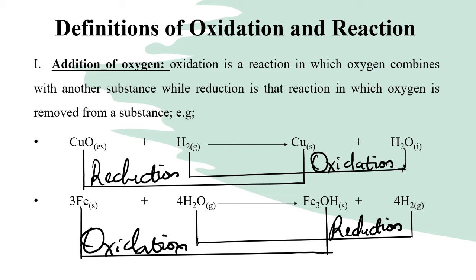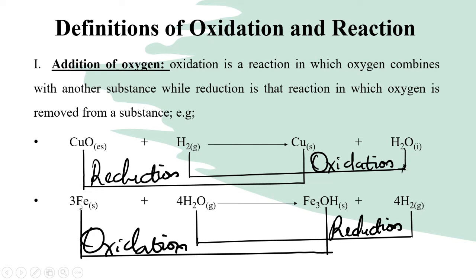For example, in example 1, we discover that copper(II) oxide has been reduced to metallic copper. This is the removal of oxygen. While hydrogen is oxidized to become water, this is the addition of oxygen. So from our reaction, we discover that our copper(II) oxide is the oxidizing agent, while hydrogen is the reducing agent.